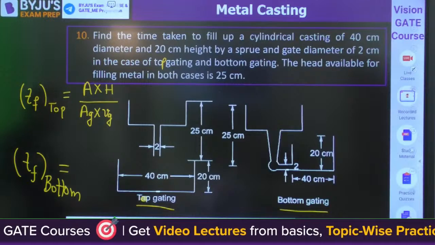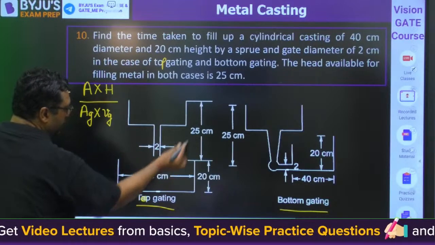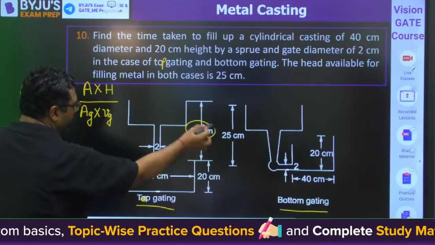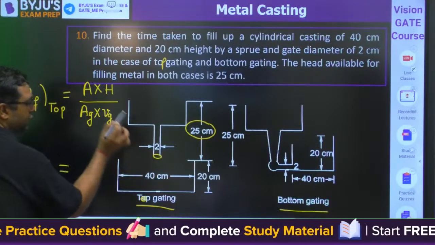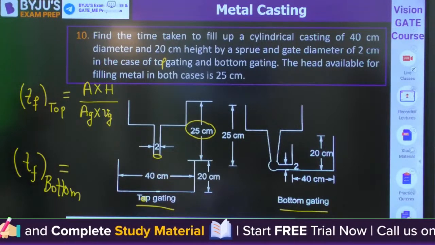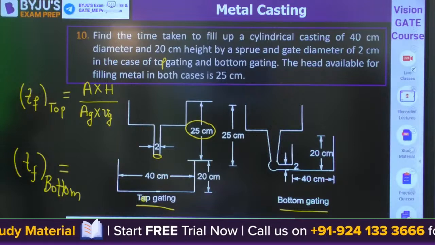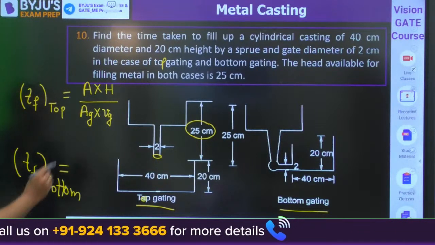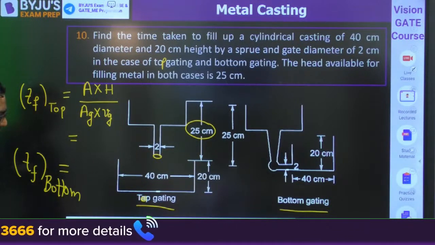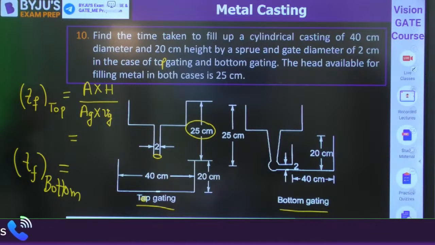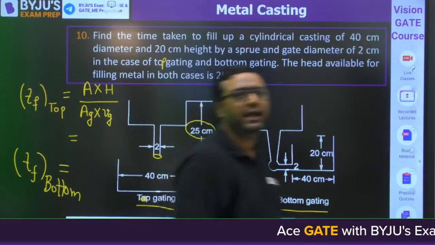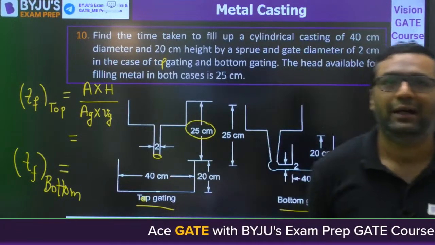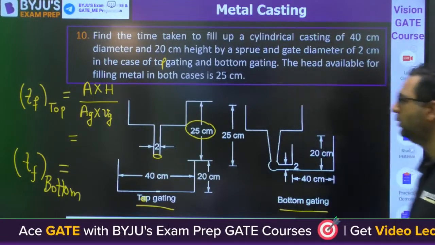First of all, for the top gating system, you can see the height of molten metal is 25 centimeter, the area of ingate is 2 centimeter square. Okay, it is not area, it is diameter. You can solve it. 40 centimeter is the diameter, 20 centimeter is the height. Try to solve it, guys. I am waiting for your answer.